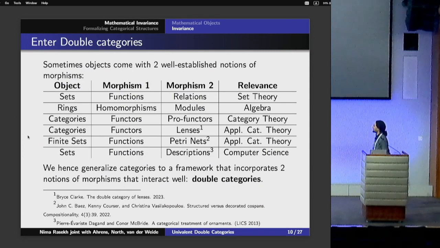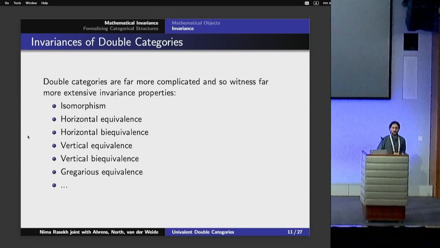A double category comes up if we don't want to just axiomatize an object with one type of morphism, but with two types. There's a long list of relevant examples, coming from set theory, algebra, up to computer science, where the two morphisms and their interplay is really what we care about. And so there's this abstract generalization of a category which makes that precise. There's an actual definition of a double category which builds on objects, two morphisms, and many, many axioms. And because the structure is more complicated, as one might expect, there are way, way more notions of invariance.